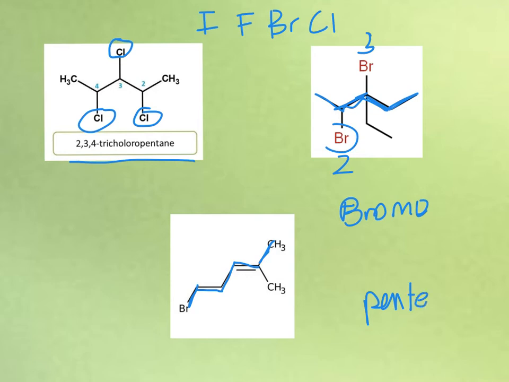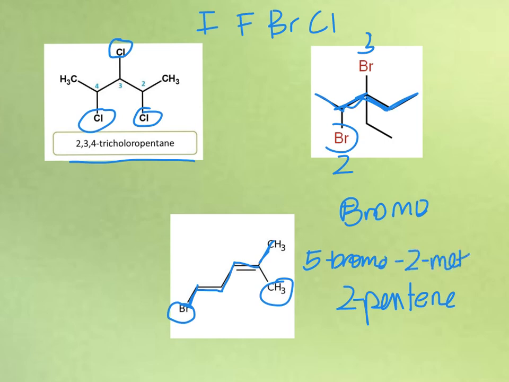Actually, it's a pentene because at carbon position number 2, you have that double bond. You have a methyl group on the 2, and you have a bromo group on the 5. So 5-bromo-2-methyl-2-pentene. Okay, so you know how to do this. It shouldn't be a big deal.